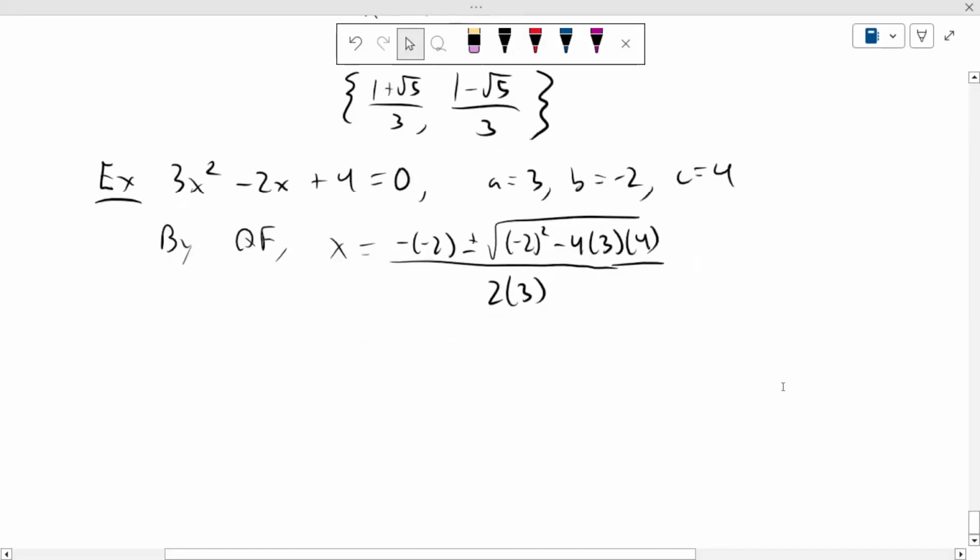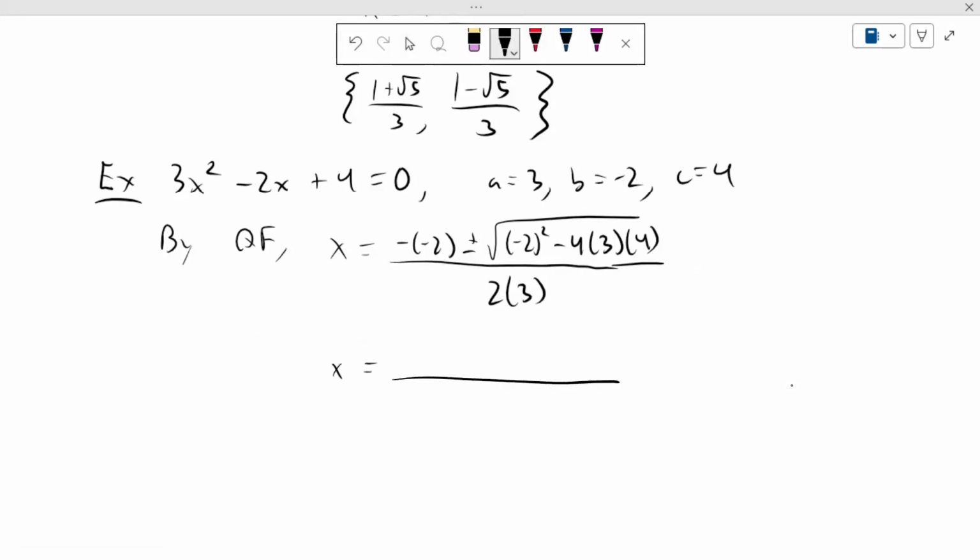And now we simplify, because we have the solution right here. The rest of it is really just simplifying, very careful arithmetic. So -(-2) is, of course, +2. We have plus or minus the square root of, well, -2 squared is 4, then minus 4 times 3 is 12, times 4 is 48, all over 2 times 3 is 6. Feel free to use a calculator to help you simplify some of these things.